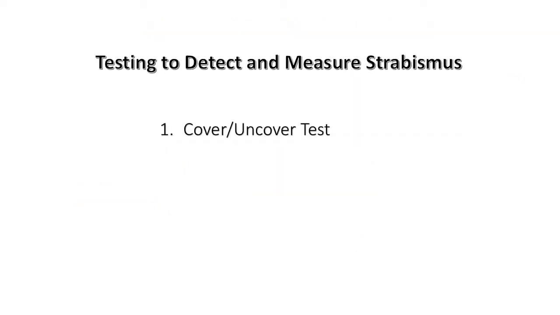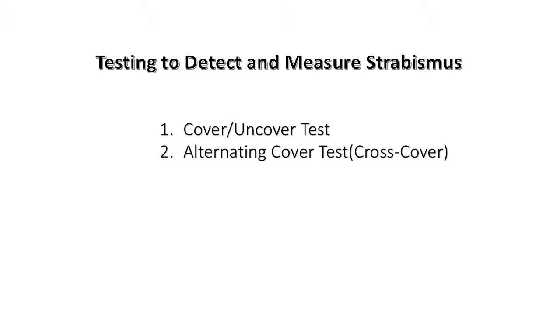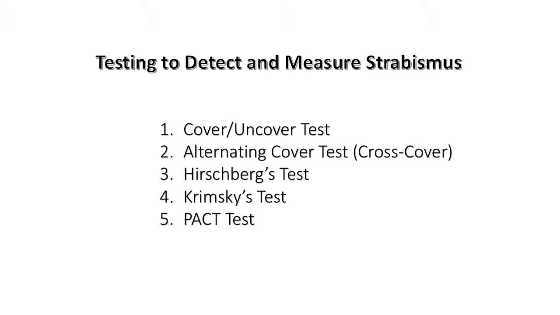There are many tests to detect and measure strabismus. In this video, we're only going to go over 5. The cover-uncover test, the alternating cover test or cross-cover test, Hirschberg's test, Krimsky's test, and the prism and alternating cover test.